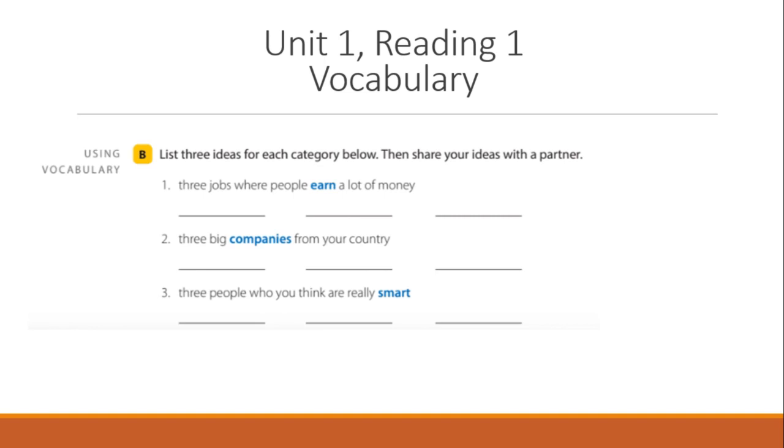Number 2 is 3 big companies from your country, and number 3 is 3 people who you think are really smart. So go ahead and fill those in your textbook.